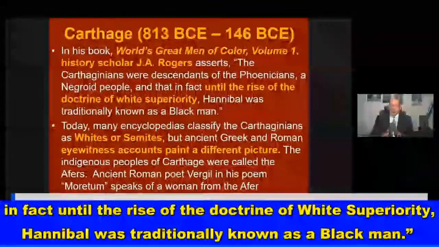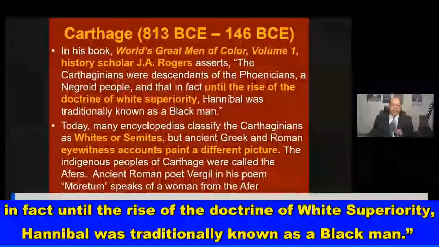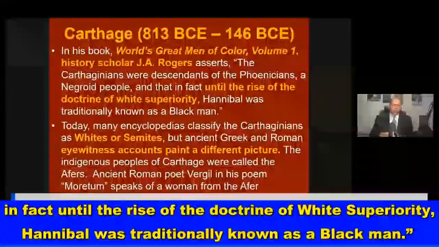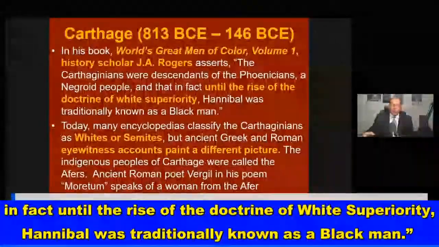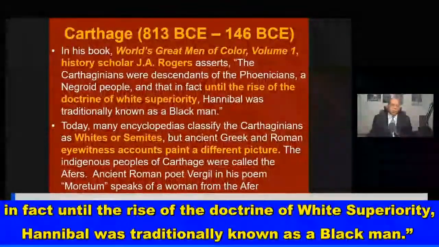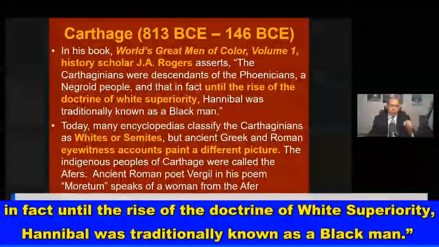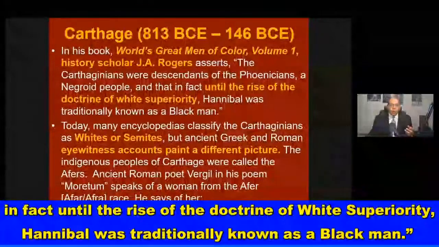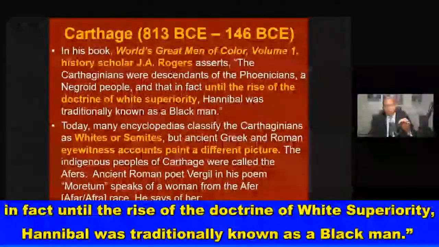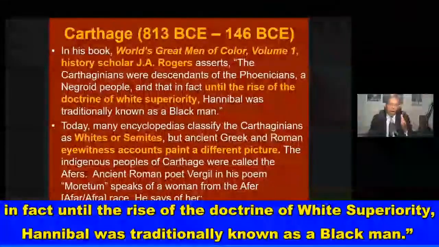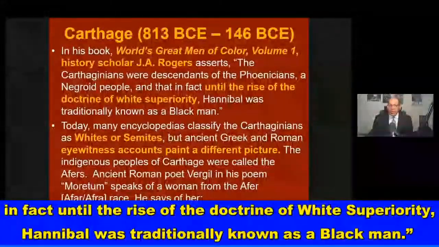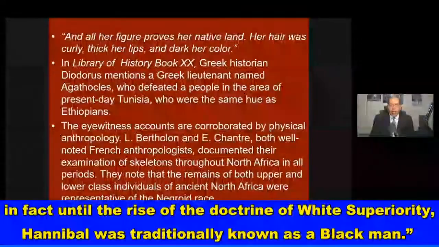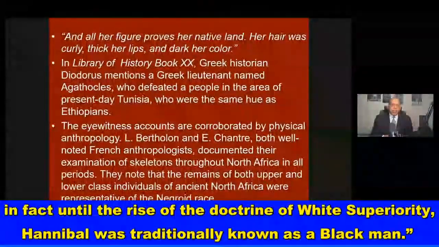Okay, now today, many encyclopedias classify the Carthaginians as whites or Semites, but ancient Greek and Roman eyewitness accounts paint a different picture. The indigenous peoples of Carthage were called the Afers, A-F-E-R-S. The ancient Roman poet Virgil, in his poem Moretum, speaks of a woman from the Afer or Afra race, and he says of her, and all her figure proves her native land. Her hair was curly, thick her lips, and dark her color.